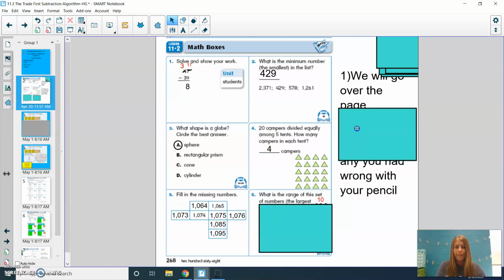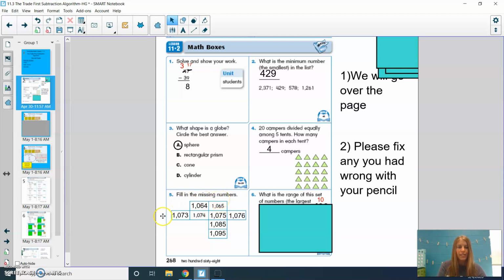For question number 5, fill in the missing numbers. So the first number was 1064, and then they gave us 1065. In our second row, we had 1073. They gave us 1074. Then we have 1075, followed by 1076. And then right underneath 1075, notice how I'm increasing by 10. So I would have 1085, and then my biggest number would be 1095.